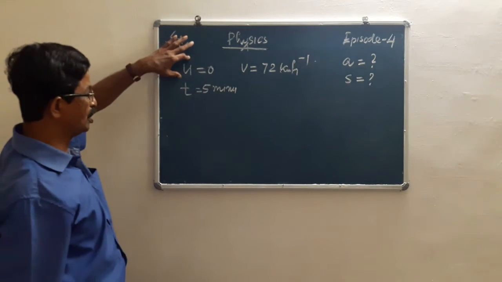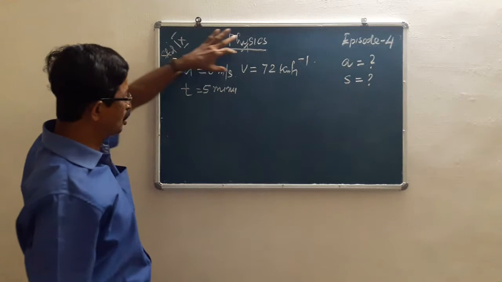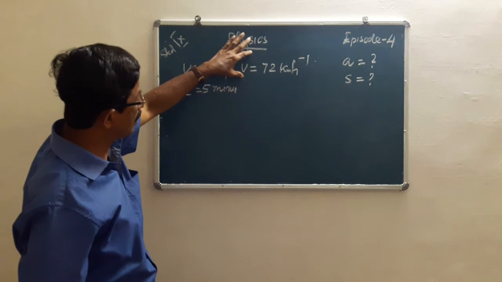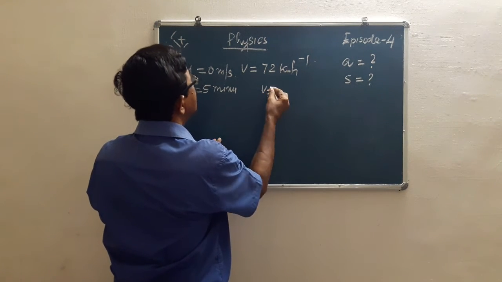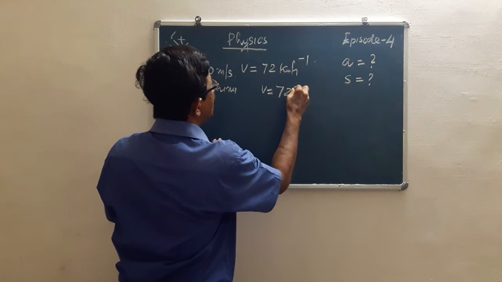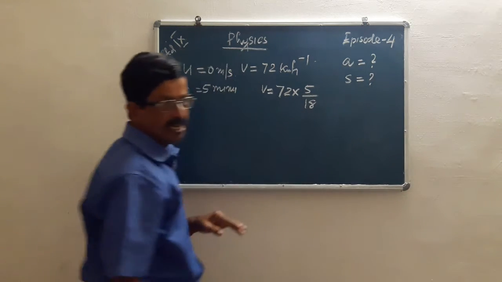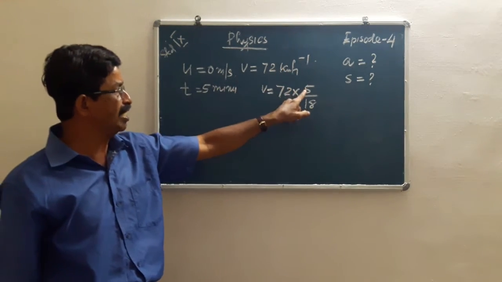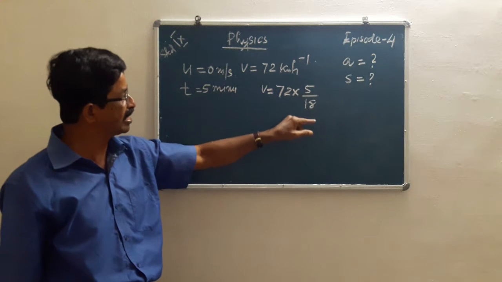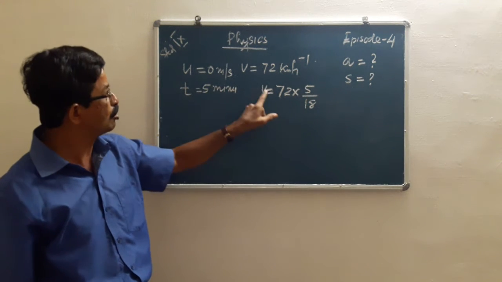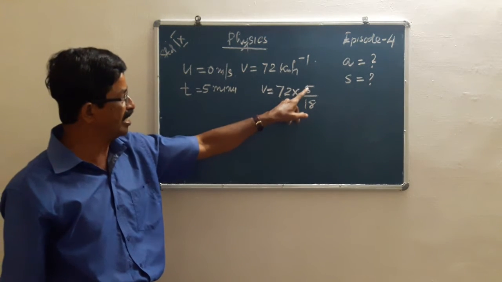U, the initial velocity, is 0 meter per second, and its final velocity V is 72 km per hour. This kilometer per hour we can convert to meter per second, that is 72 into, by multiplying with 5 by 18, because the kilometer we multiply with 1000 and the hour we divide by 60 into 60. On simplifying, we get 5 by 18. So to convert kilometer per hour into meter per second, we multiply it with 5 by 18.